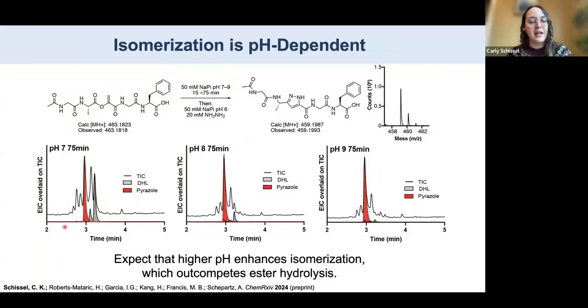We can see that at pH 7, we still see a significant amount of starting material, as well as a few other peaks here that actually correspond to hydrolysis. However, when we increase the pH, we see that reaction is a bit cleaner, and then now pH 9 after 75 minutes, we predominantly see the pyrazole and very little, if any, DHL remains. And so my hypothesis here is that higher pH enhances isomerization and allows that reaction to outcompete hydrolysis, which is a bimolecular reaction.